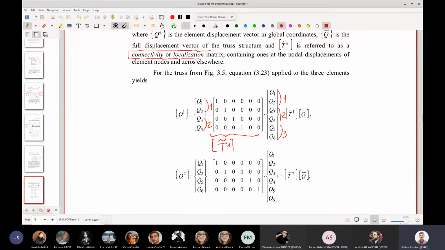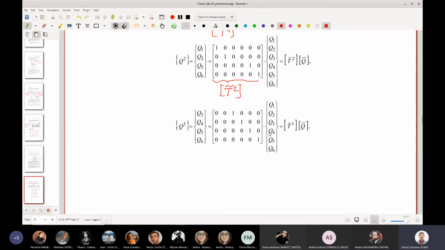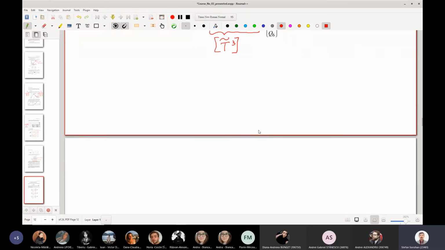And we put a tilde on this one. This one corresponds to the second element, which also contains just 1 and zeros. And so on. This is for the third element. So we have a new matrix, which is the localization or connectivity matrix.